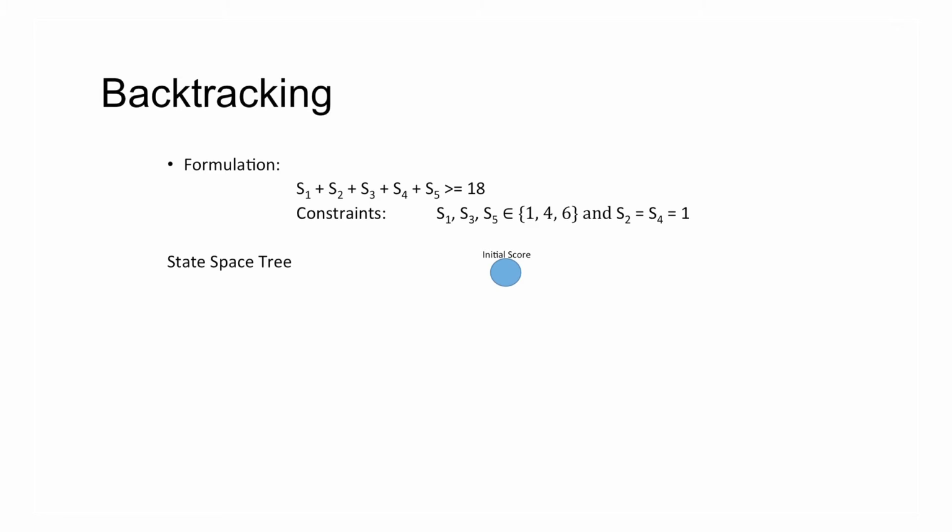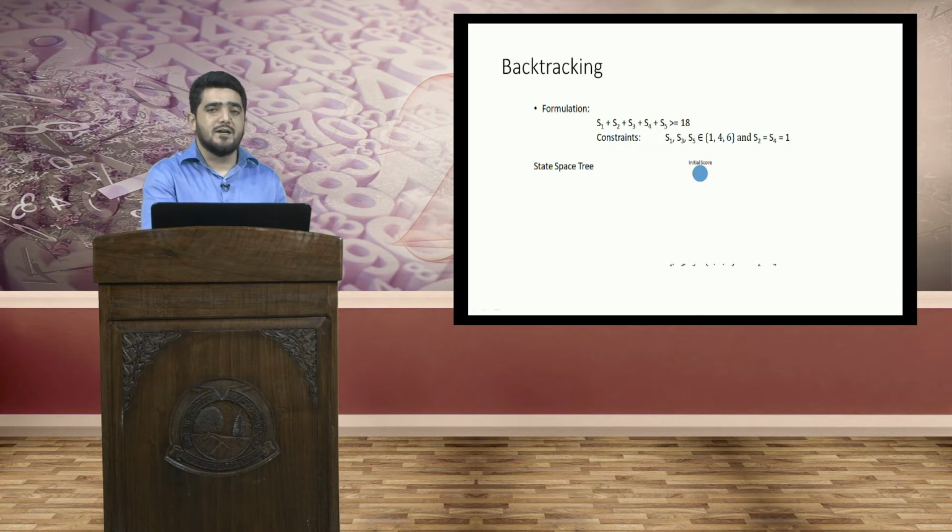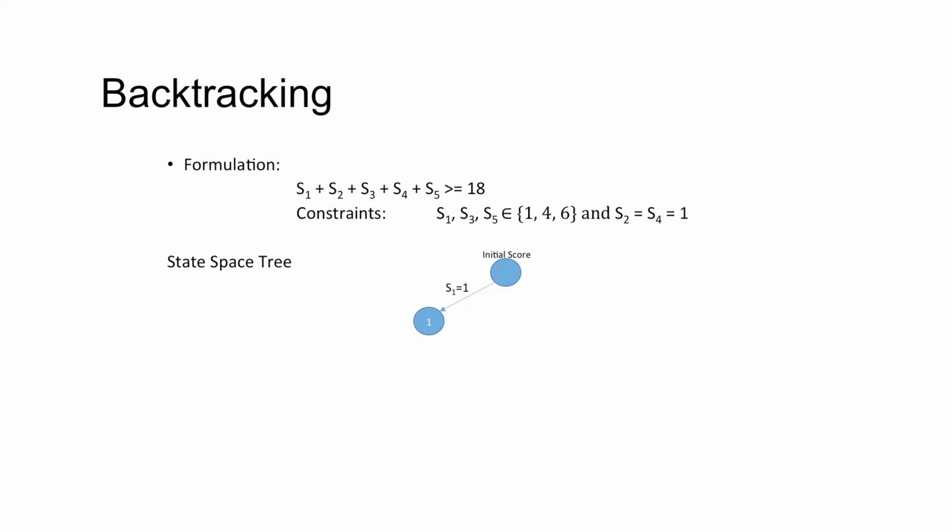Starting from an initial score, the possibility for the batsman on strike is that he might score a single for the first ball, so S1 is equal to 1. Similarly, the other possibilities, he might score a 4 or a 6. So these are the 3 possibilities based on the constraints that have been imposed in the problem. These are the only ways the batsman at strike can score from this first ball.